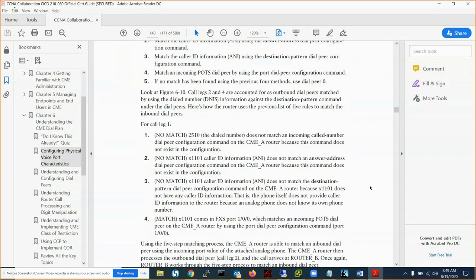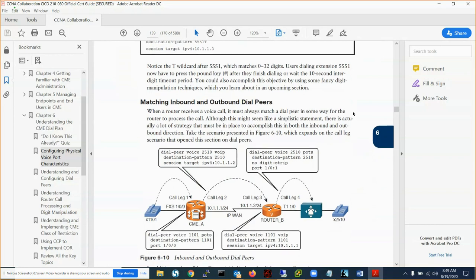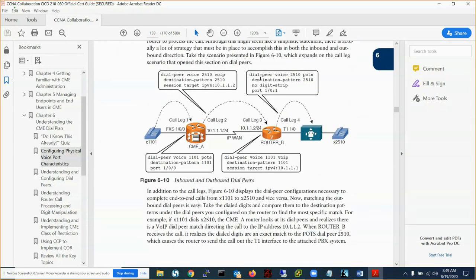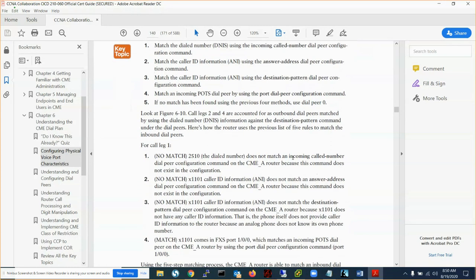Here's how the router uses the previous five rules to match its inbound dial peers. We go through it a little more step by step. This is a no match, because the dialed number 2510 does not match an incoming called-number dial peer. We have no incoming called-number dial peer configuration on the CME because the command does not exist. If you look at the configuration, you see no incoming called-number command under the dial peer. It is always seen as destination pattern and so on, but there is no incoming command under the dial peer, so there's no match there.